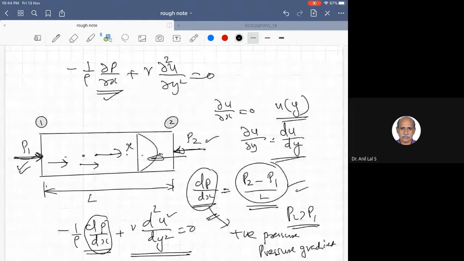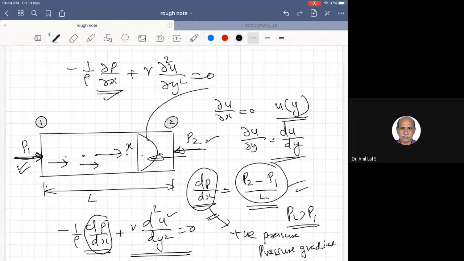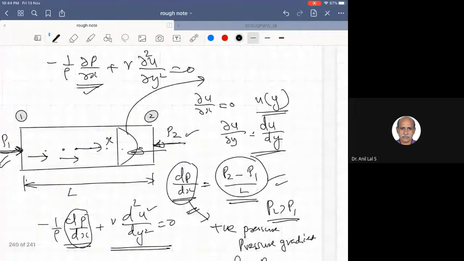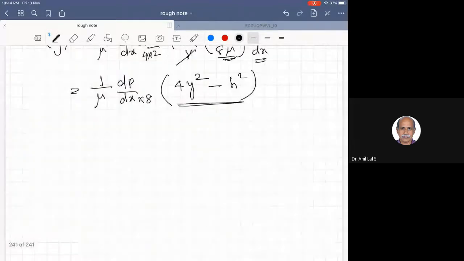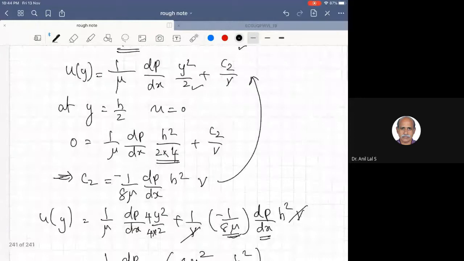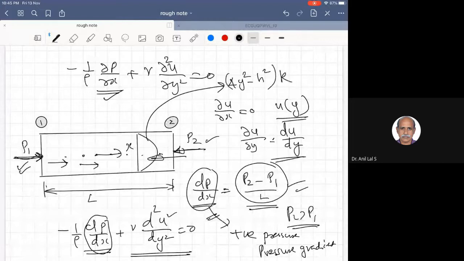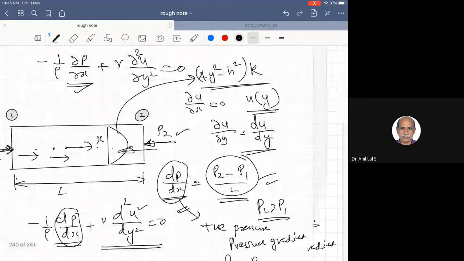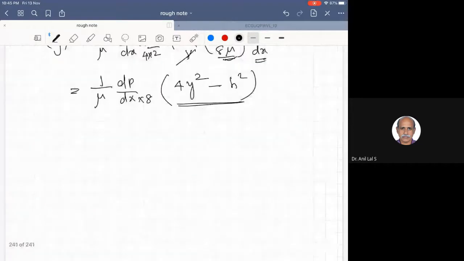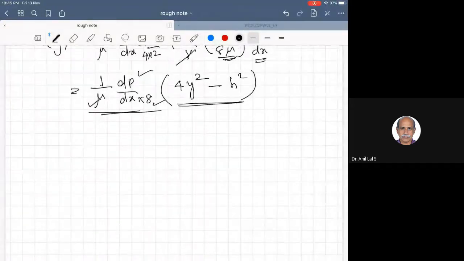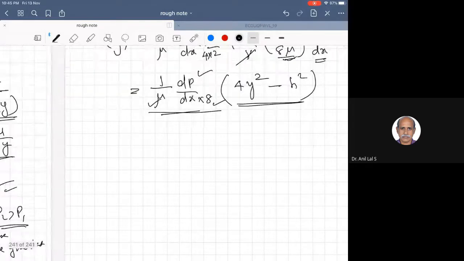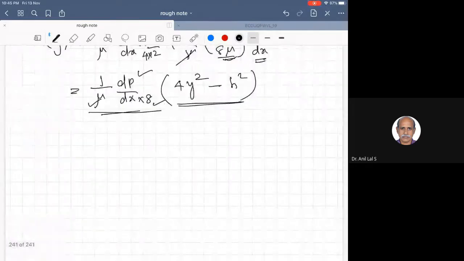So we have got the equation of this parabola. That is 4y squared minus h squared, into some constant k. The remaining things are constant. So dp by dx is a constant, viscosity of the fluid is constant, h is constant. So this is the velocity distribution, the parabolic velocity distribution for the developed flow between parallel planes.